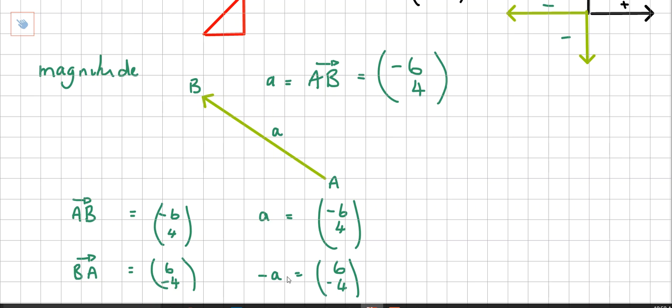So there's two ways of changing the direction of my vector. If it was A to B, it's now B to A. If it was a, it's now negative a. When we do algebra with vectors, we'll be using this a and minus a, but it just means negative, the opposite direction. All right? Does that make sense? Yeah. Okay.